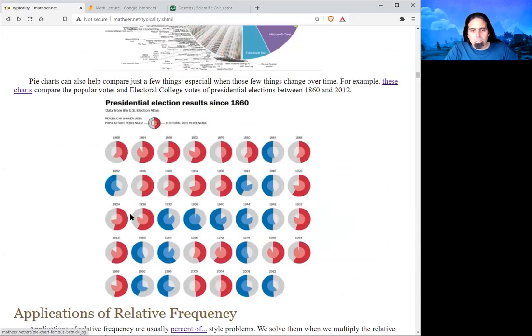Another interesting one was this one, where the circle in the middle is the electoral college vote, and the outside ring is the popular vote. So does the popular vote and electoral college vote match up? These are all the different years from 1860 to 2012, and you can see how much it changes. But it's hard to find examples like this where the pie chart seems more meaningful than a bar chart that has the same information.